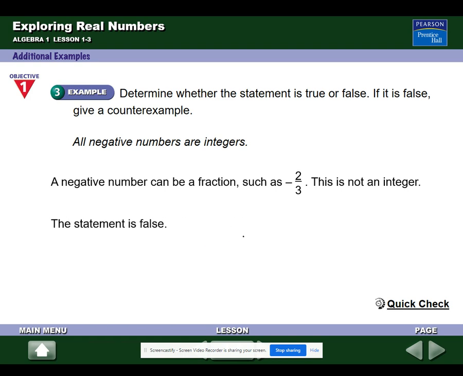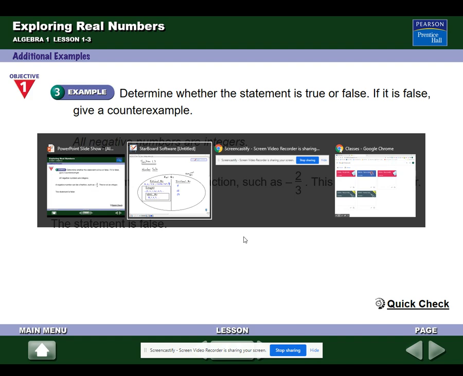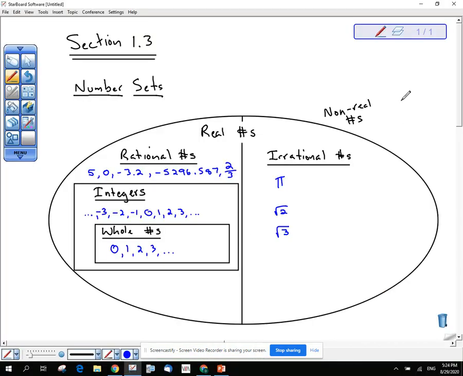They use negative 2/3. The statement is false. Okay, now back to our little note sheet here. I meant to say from the top, I do think that you should take notes. And I haven't mentioned that in the first videos so far, but this would probably be a good thing to jot down into your notes.